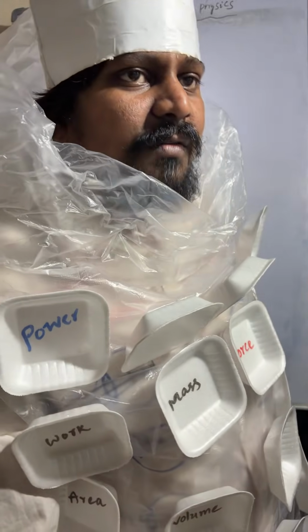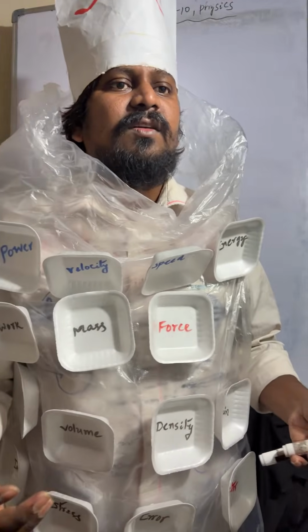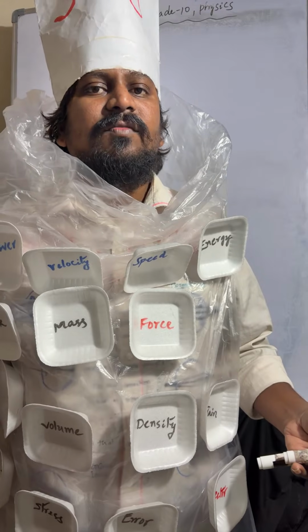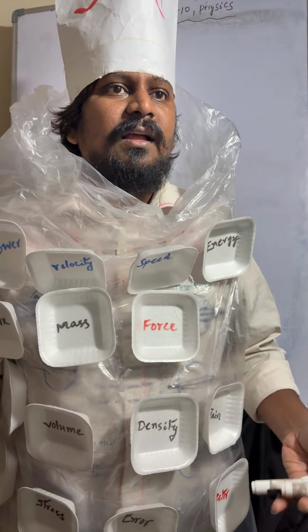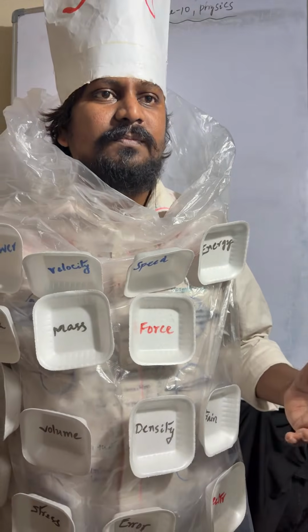The rate of flow of charge is called electric current. I equal to Q by T. SI unit of current is ampere. SI unit of charge is coulomb.